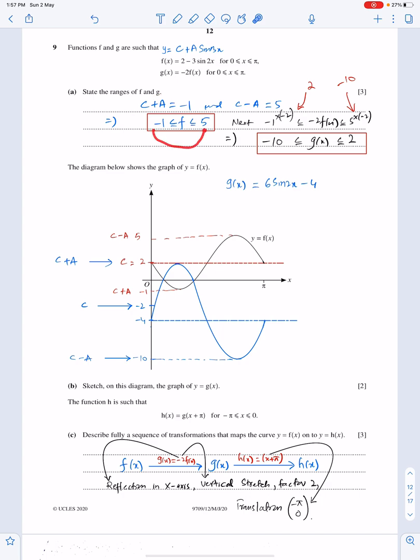this minus 1 to 5 inclusive, because c plus a is minus 1 and c minus a is 5. So minimum value is here and maximum is here. Minimum is minus 1 and maximum is 5.